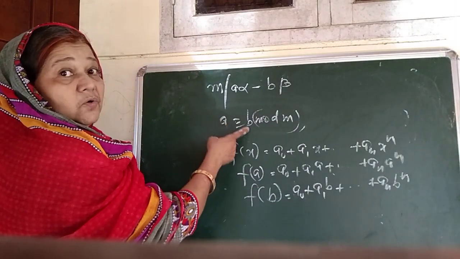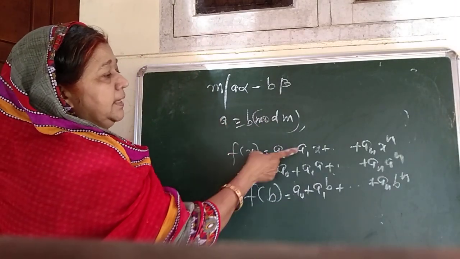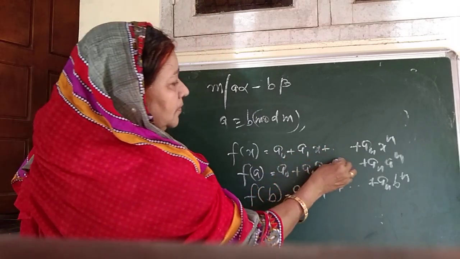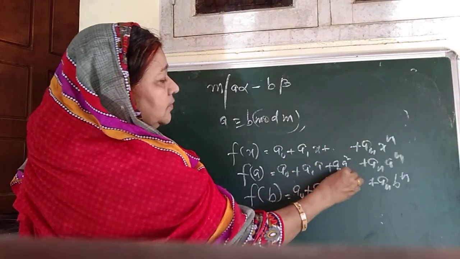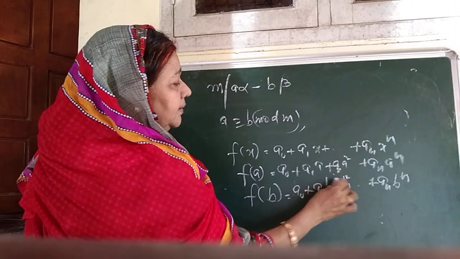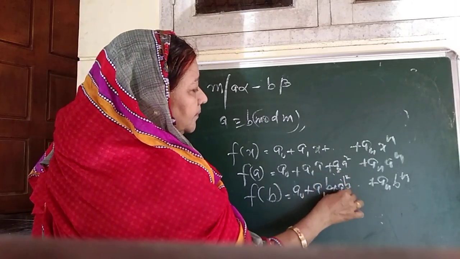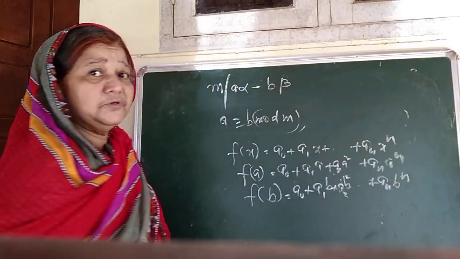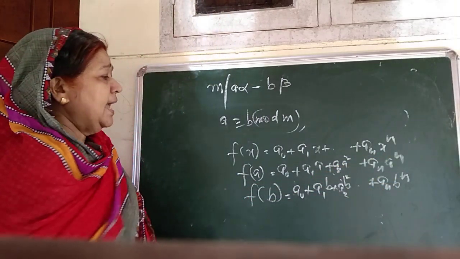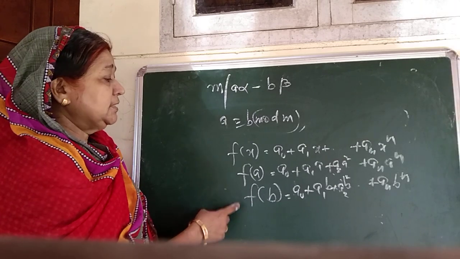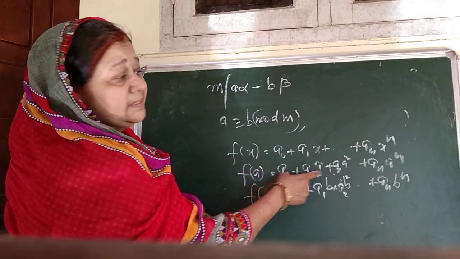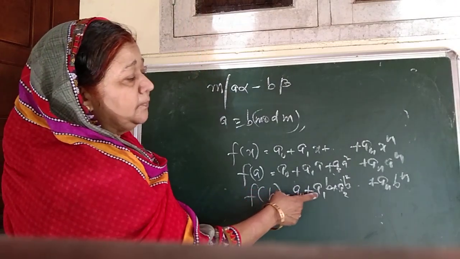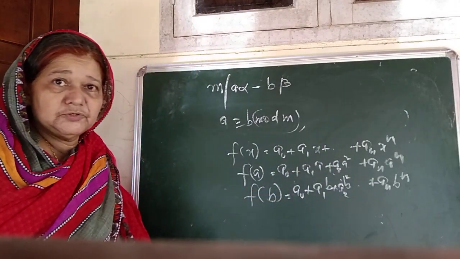Since a is congruent to b mod m, a squared is congruent to b squared mod m, and so on: a raised to n is congruent to b raised to n mod m, and we are applying the linearity property. a0 plus a1 a plus etc. plus an a raised to n is congruent to a0 plus a1 b plus etc. plus an b raised to n.